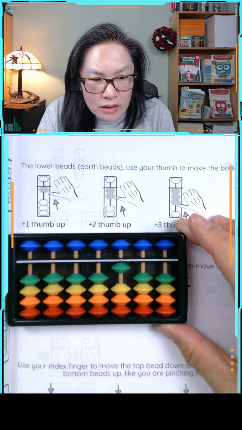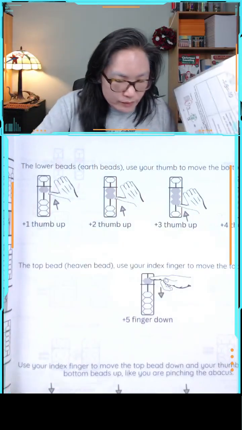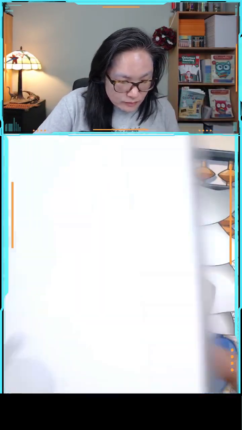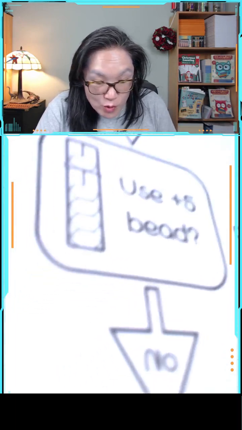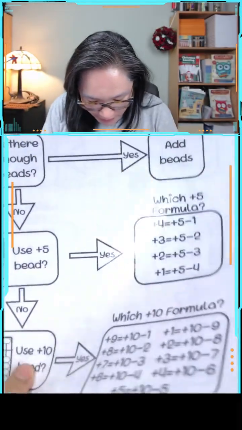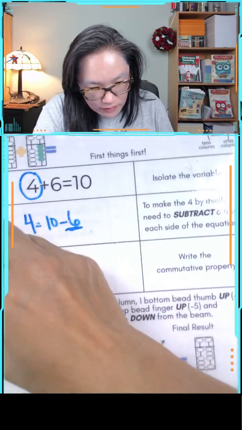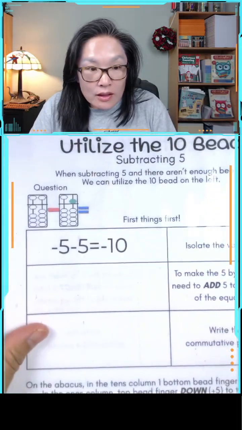Oh, dry erase, sorry. So, I have too many books. Okay, 21. Okay, so, 21. Here we go.